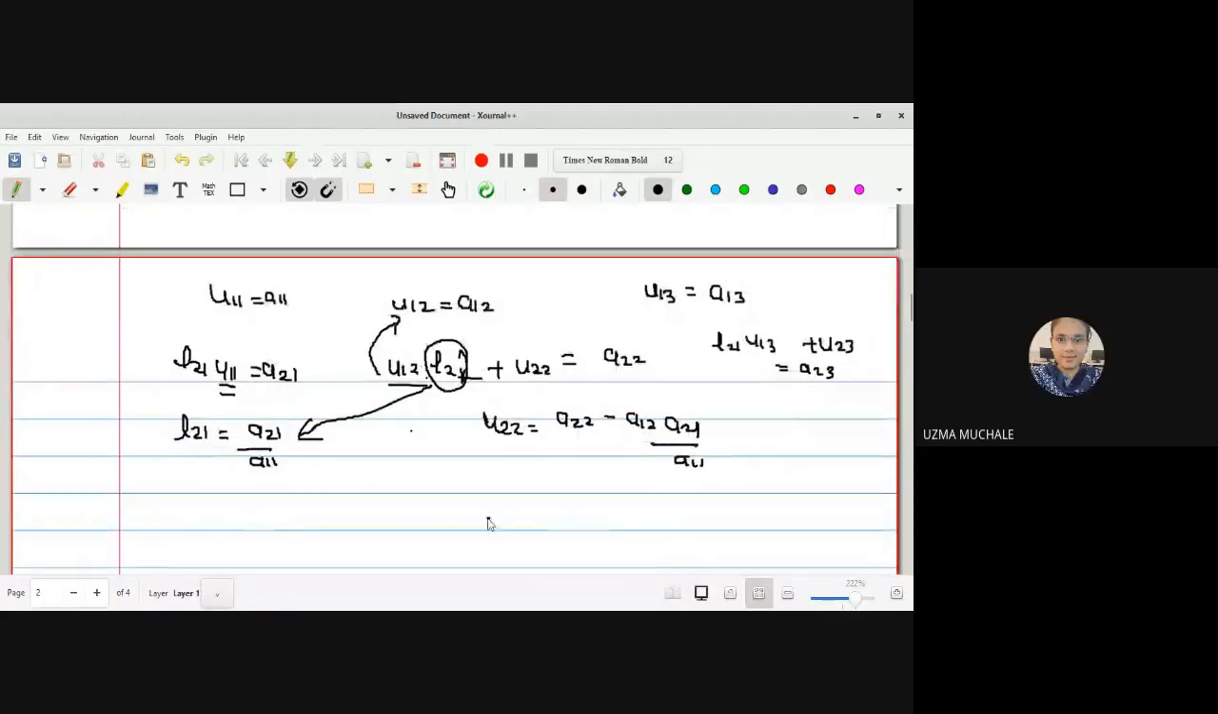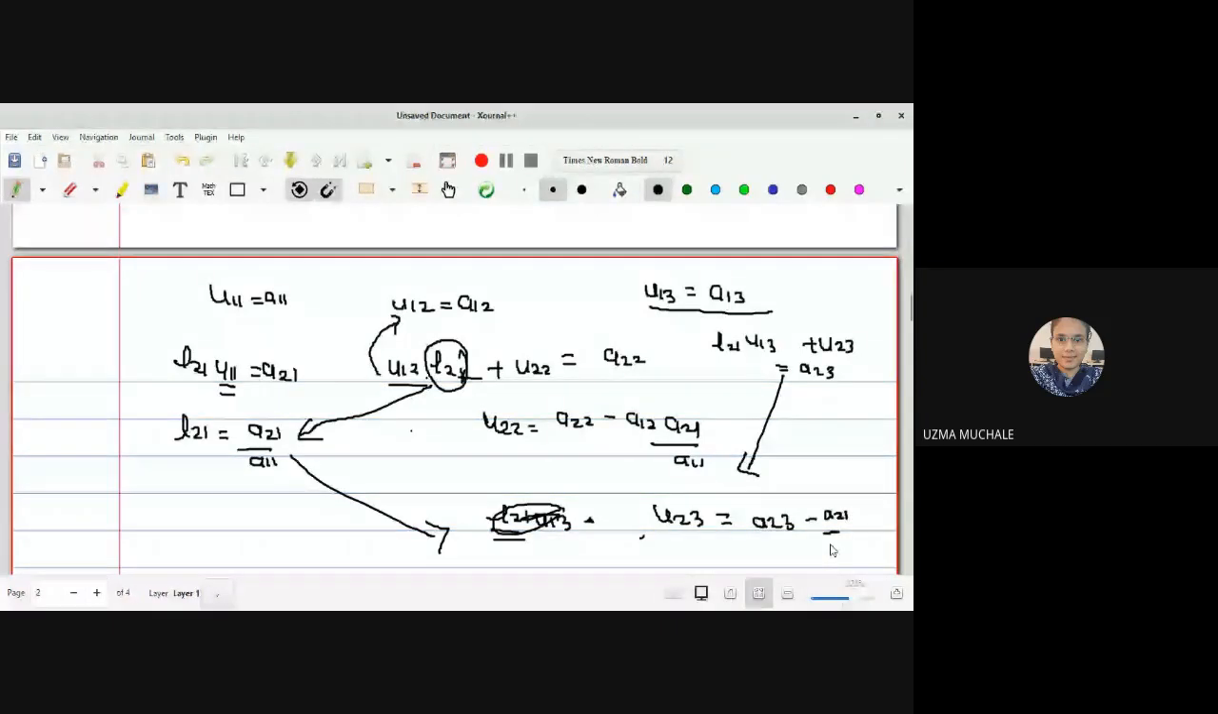Okay, for the last equation, L21 U13 plus U23, we know L21 from the earlier equation, and U13 also we know, U13 is A13. If we know these two values, let me write this in terms of U23. U23 is equal to A23 minus L21 into U13, where L21 is A21 divided by A11 and U13 is A13.